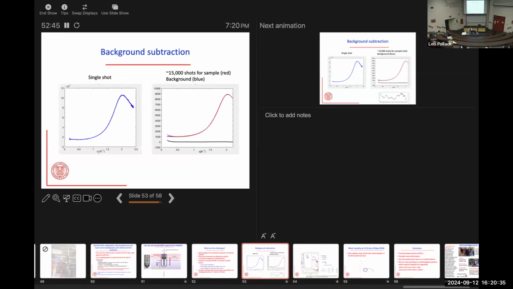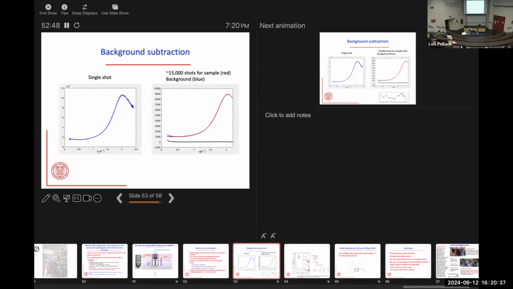Okay, so just a little bit about the data, because this is a physics department, and everybody wants to see data. This is what we get for a single shot, right? So that's one pulse going through, that's about what we see over there. And when we take 15,000 shots, this is what we see for the sample, and that's the background. So that's the sample, the red one. The background is blue. When we scale and normalize them, that's the subtracted signal.